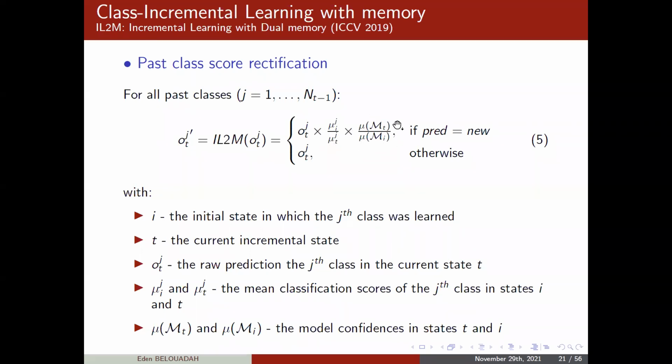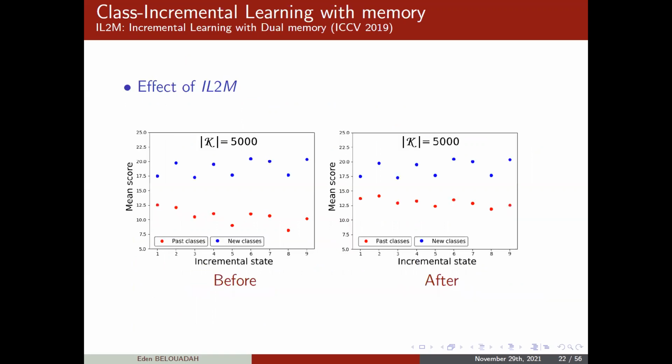And the second term, we use it to harmonize the predictions that we are combining from different states. So we multiply by the confidence of the model in the current state, and we divide it by the confidence of the model in the initial state of the class. Here we can see the effect of IL2M on the prediction scores. On the right, we can see that the predictions of past classes are more balanced, and the gap is less compared to those of new classes. However, this gap is still large, and more effort was needed to improve the results.